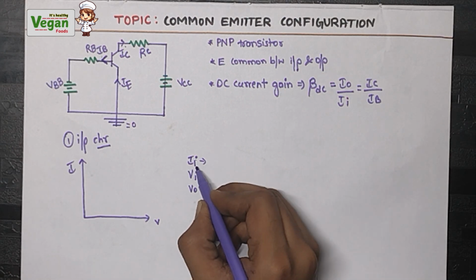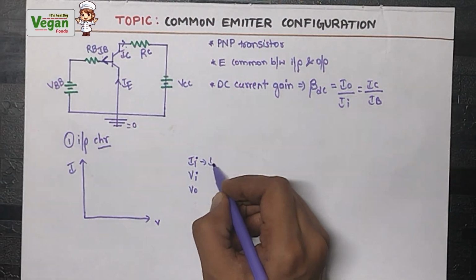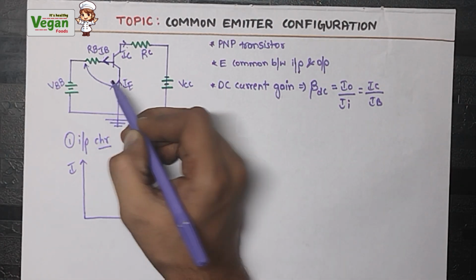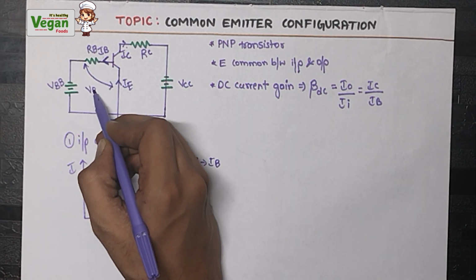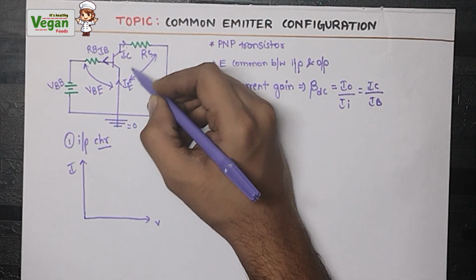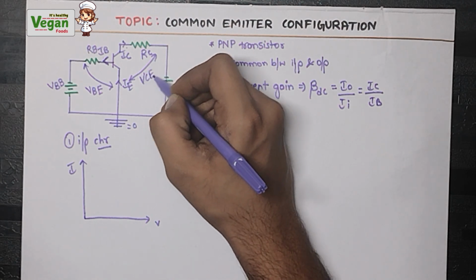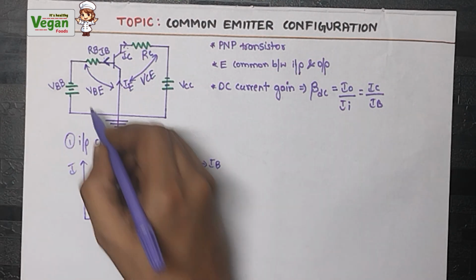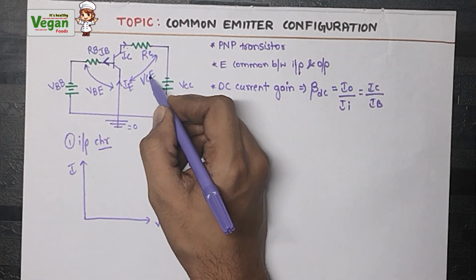What is the value of input current? Input current means the left side. What is the current on the left side? That is IB. Next, what is the voltage? Voltage means we should take the junction voltage. This is the base, this is the emitter. So VBE is the voltage across the base-emitter junction, and VCE is the voltage between the collector and emitter. What is the input voltage? That is on the left side, VBE. What will be the output voltage?